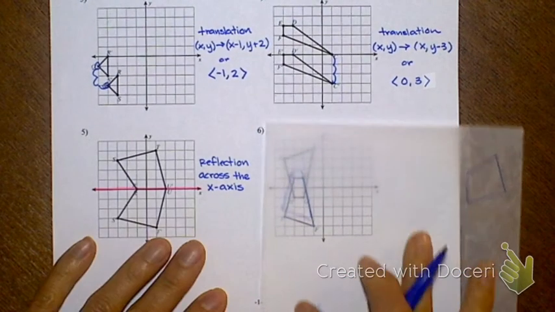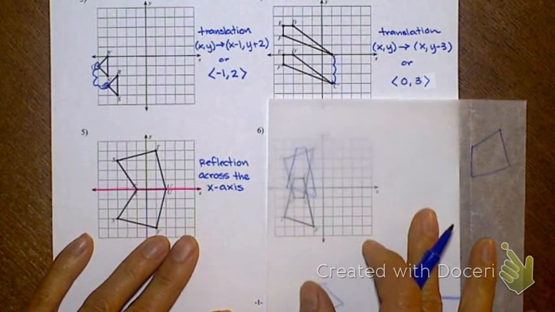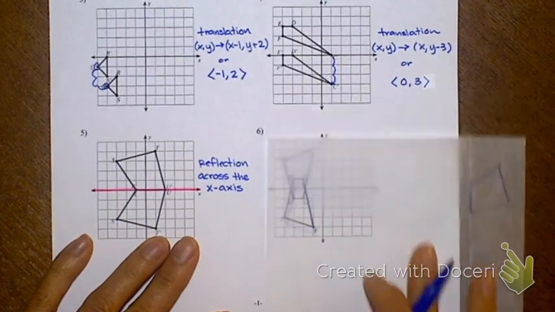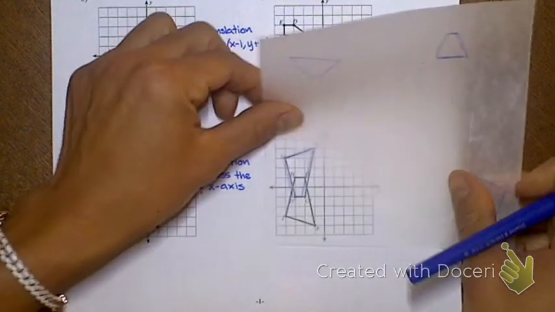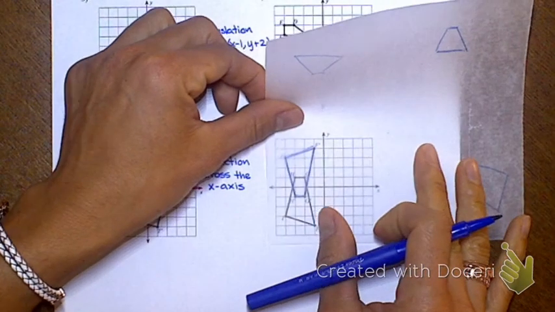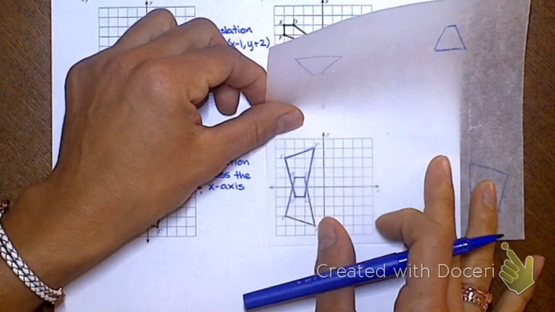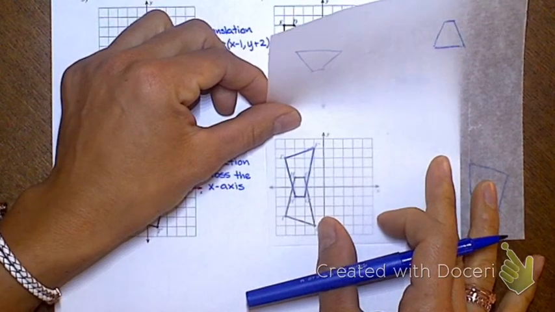Okay, if I just slide it, is it lining up? So is it a translation? No. Okay, what if I flip it? If I flip it, does it line up? Okay, so what line am I reflecting this one over? Can you guys see?